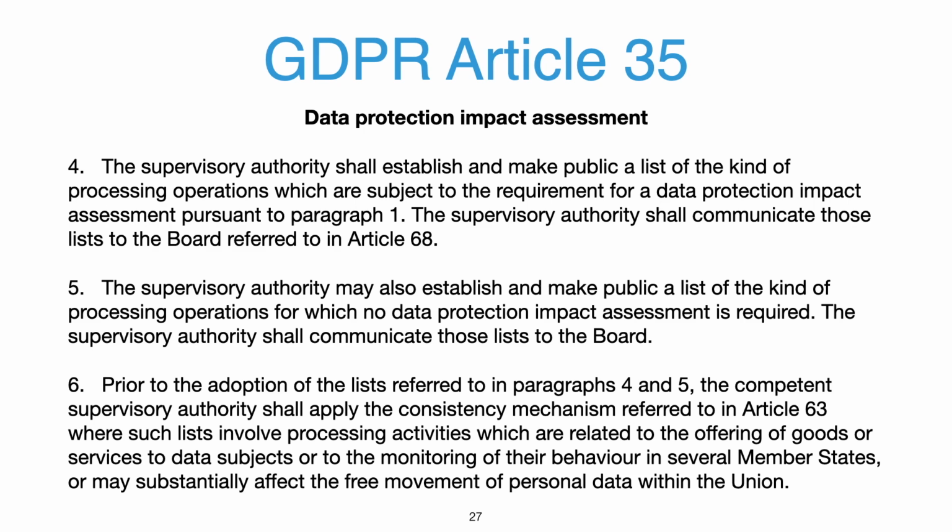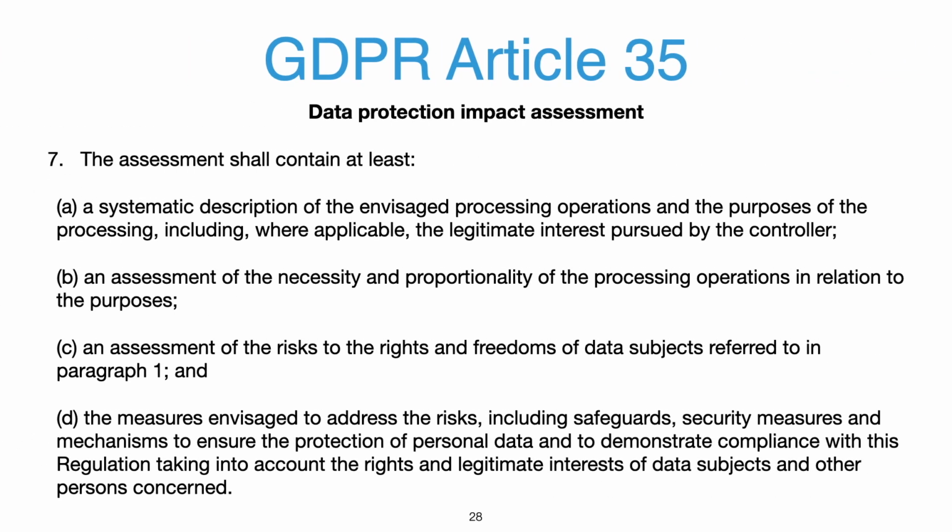Article 35(7) then goes into the details of what would be in the data protection impact assessment. And at a minimum, it will contain a systematic description of the envisaged processing operations and the purposes of the processing, including, where applicable, the legitimate interest pursued by the controller. Now, this is something that the data controller would have to document in any event. It will require an assessment of the necessity and proportionality of the processing operations in relation to the purposes.